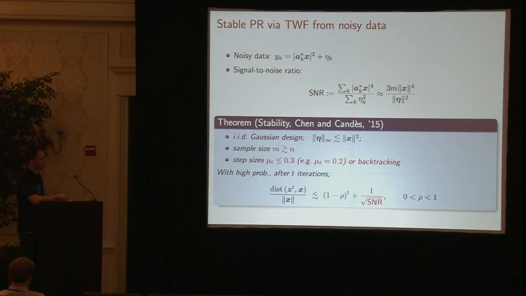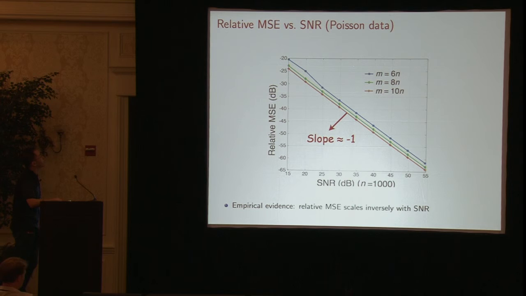And this can be corroborated by numerical data, because if we just run this algorithm and plot this relative MSE in terms of SNR, with both on the dB scale, you can see that the slope is roughly minus 1, which exactly matches the theory that we have. And the interesting thing is that this statistical accuracy is actually near optimal. So why? Again, let me just show you some numerical things.